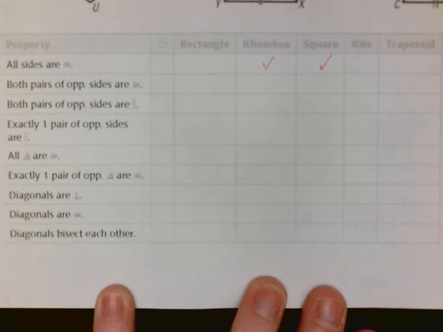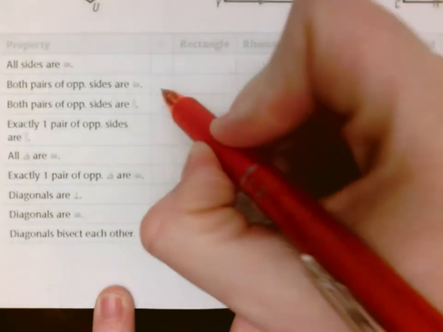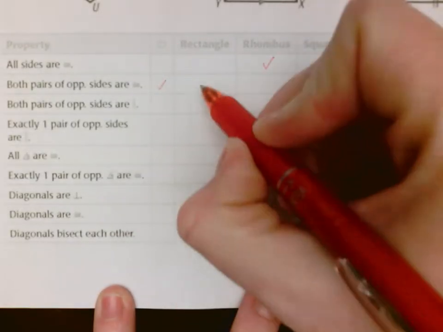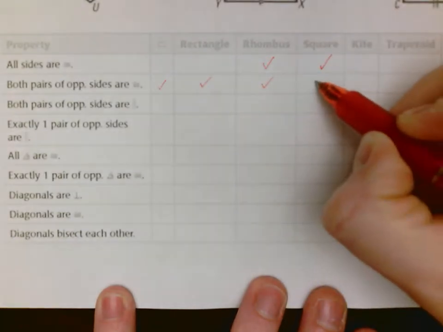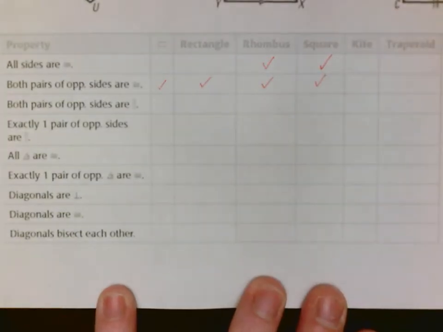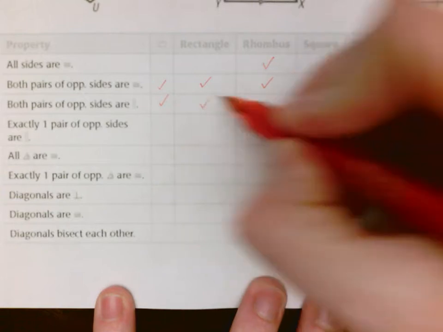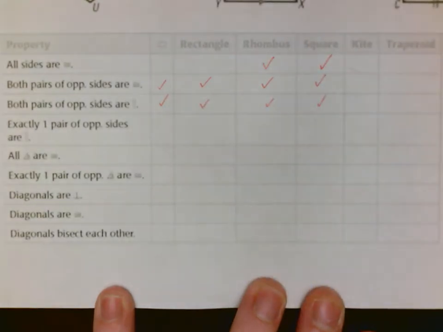Both pairs of opposite sides are congruent, so parallelogram, and that's a symbol for parallelogram, a rectangle, a rhombus, and a square. Keyword being opposite. Both pairs of opposite sides are parallel. Definition of a parallelogram. Rectangle, rhombus, and a square are a parallelogram.